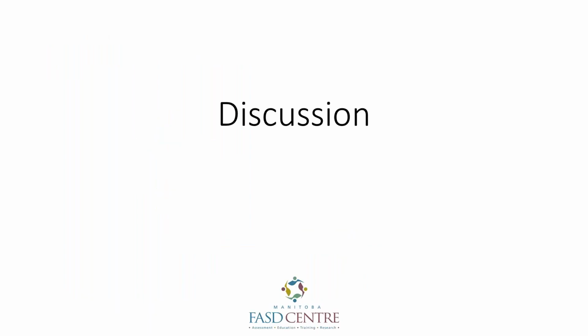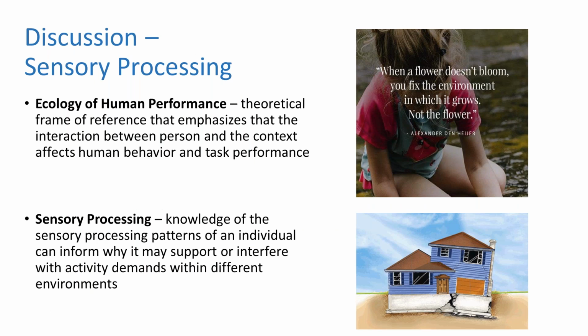So we'll move on to the discussion piece. We kind of talked about this a little bit, but I really like this picture, which says that when a flower doesn't bloom, you fix the environment in which it grows and not the flower. And so this just really reflects that ecology of human performance, that theoretical framework that we talked about at the beginning, that we're trying to find the right fit between the child and their environment. And we can't change the child, we can't change their brain. We want to try and support them and understand their strengths and understand areas where they need a little bit more support. And I think that understanding and including sensory processing as part of their profile helps give you that foundation, which is really important.